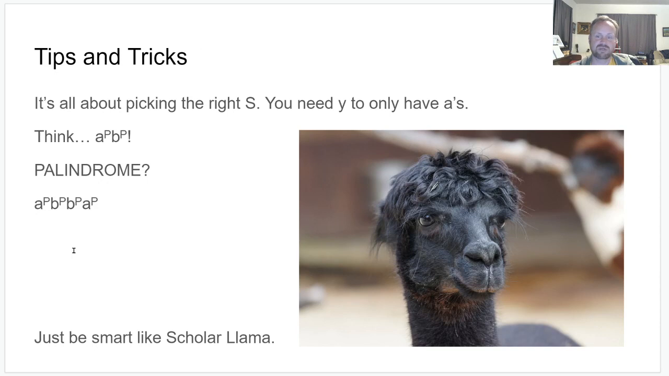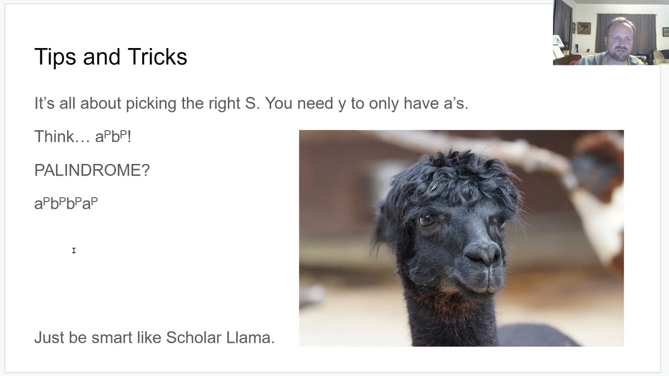So, a couple of tips and tricks. It's all about picking S. You will find that applying the pumping lemma is very repetitive. You just need to pick an S that's inside of the language, and you need to do it in a way that Y can only have one character most of the time. As you get more advanced with the pumping lemma, it might be different.